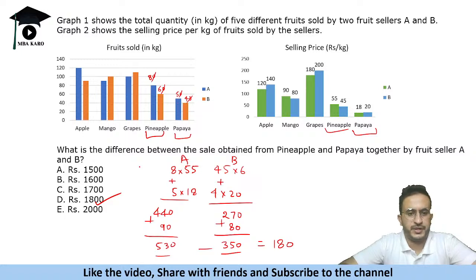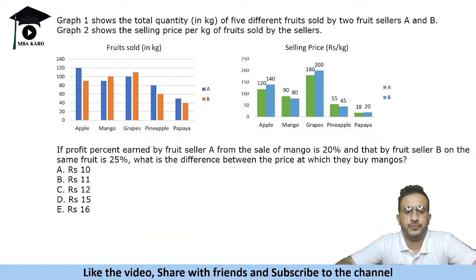Okay, so this is how we do the calculations by ignoring a zero. If profit percent earned by fruit seller A from the sale of mango is 20% and that by fruit seller B on the same fruit is 25%, what is the difference between the price at which they buy mangoes?